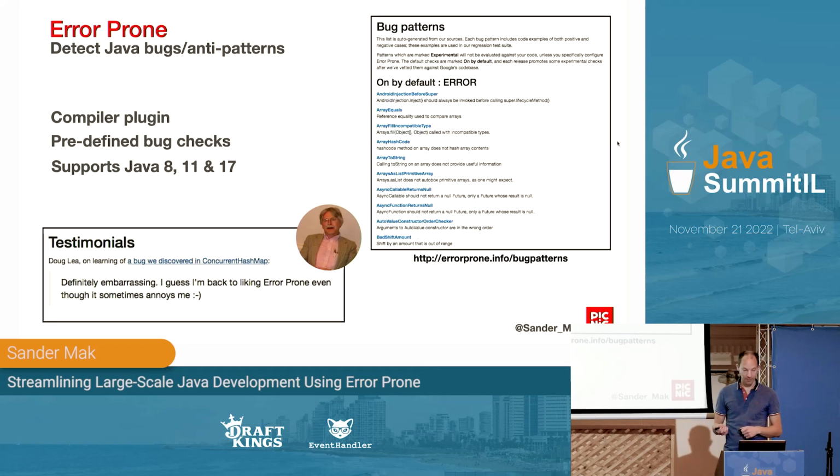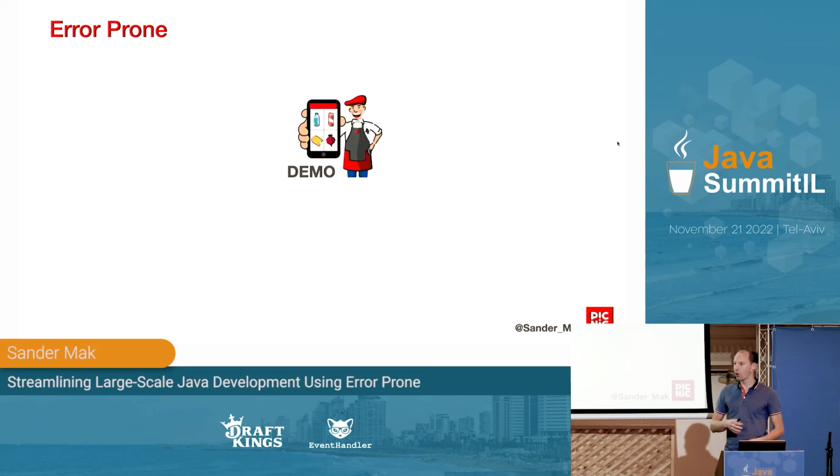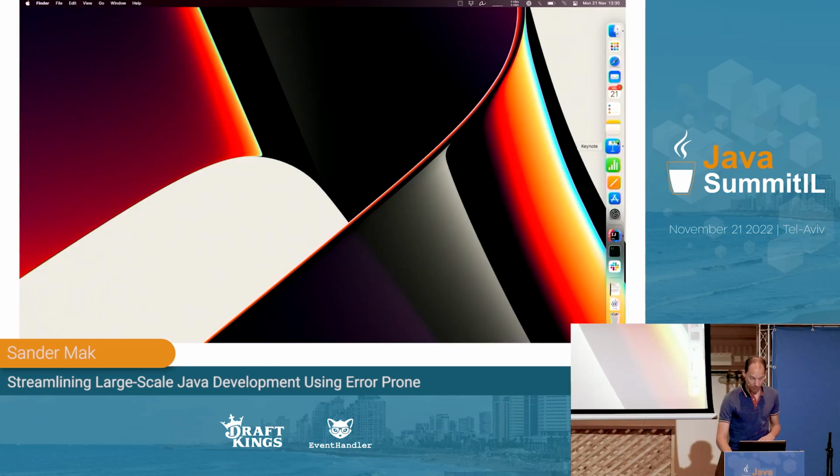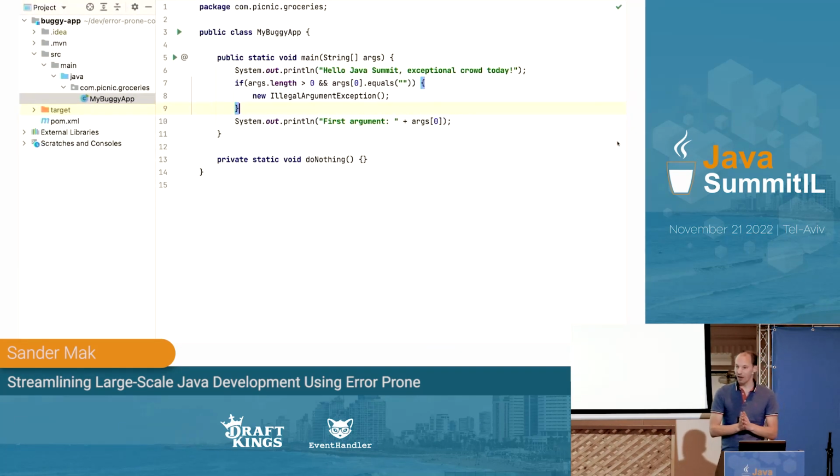Now, of course, I can go on and on and on and talk about Error Prone, but I thought, why not just show you some code and some examples? So what I'm going to do is I'm going to go into the IDE and show you what it takes to add Error Prone to an existing Java project. In this case, I have just a very simple Maven project containing just this class. Now, looking at this code, do you see any problem with this?